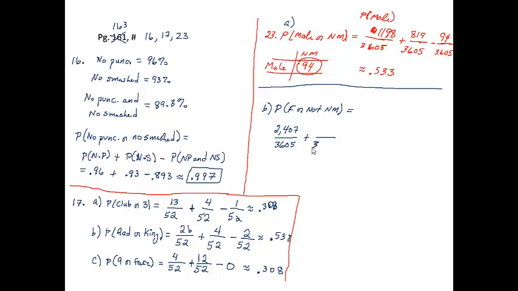Well, again, 3,605 students surveyed. Of them, how many of them were non-nursing majors? 2,786. Minus, again, the overlap. So you find where females and nursing majors overlap, basically run into each other, and you'll see it's 1,682 over 3,605, and this is approximately 0.974.